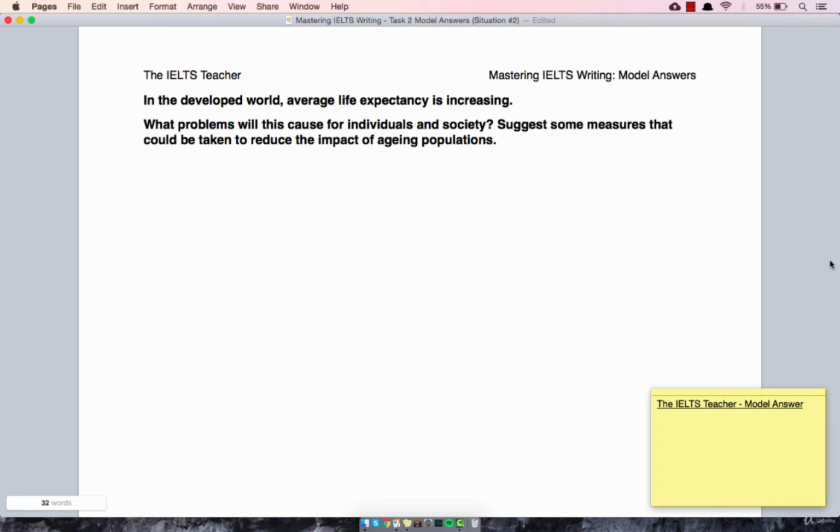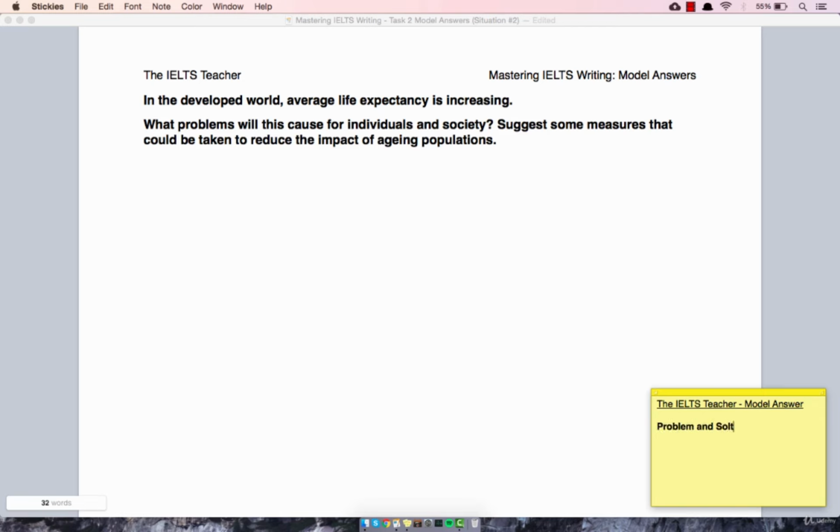So, usual process, identify the question type. What are we looking at here? We're looking at a situation question, specifically a problem and solution kind of situation, the most common one that comes up. So we're just going to add that into our plan here, problem and solution essay.